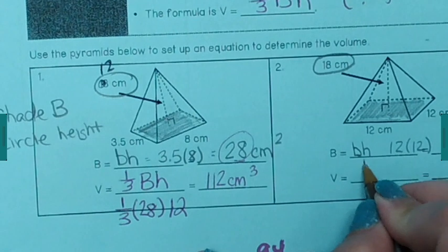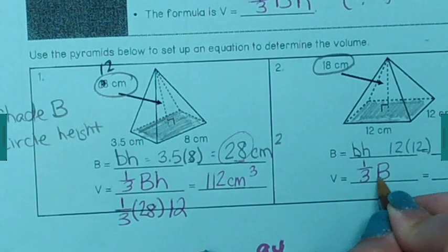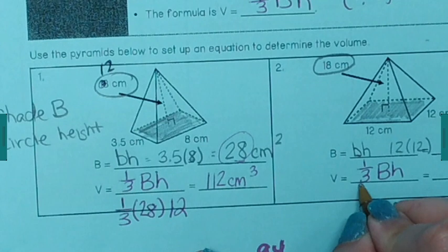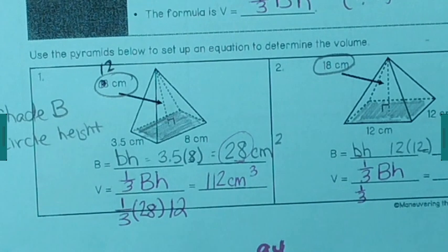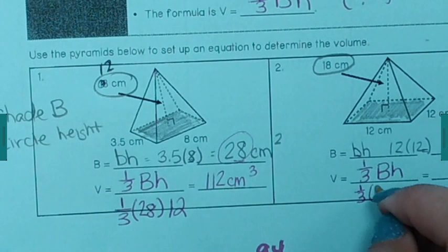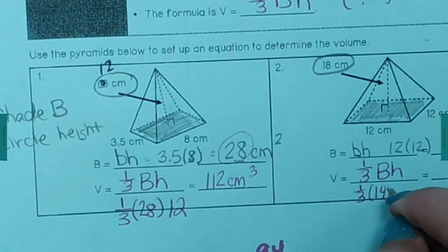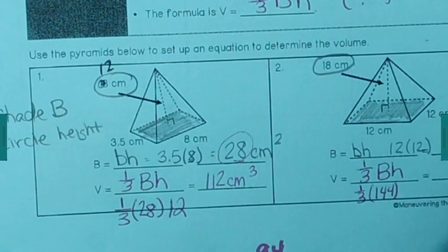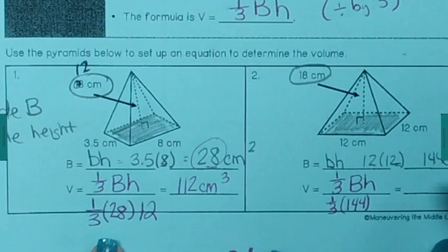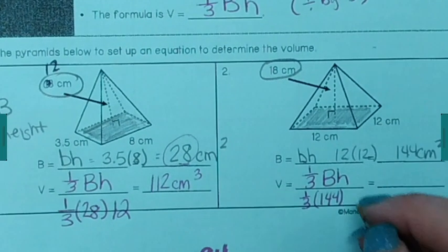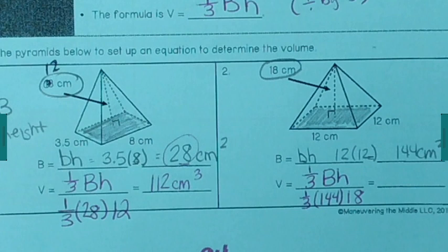All right. V equals 1/3 big BH. Bring down the 1/3. Big B equaled what? It's 12 times 12. Yep, 144. And then what was the height? The height is 18. So you can either multiply 144 times 18 and divide by 3, or you can divide 18 by 3 and then multiply that by 6. It's totally up to you.